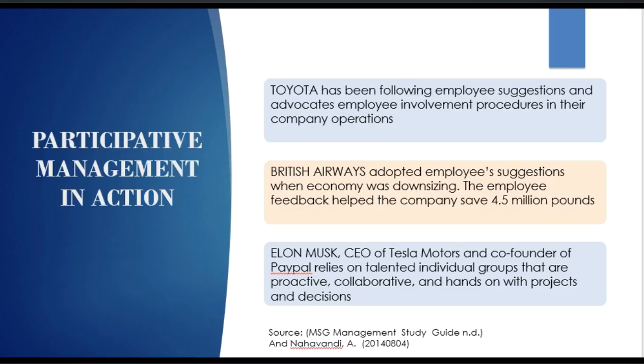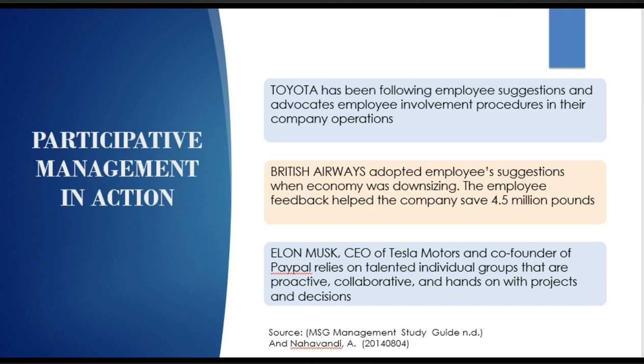We have looked at the advantages, disadvantages, and limitations of participative management. Now we will look at some organizations that have used this strategy in their management style. Toyota, British Airways, and Elon Musk, though not a company, but a very powerful and inspirational role model in the business world.